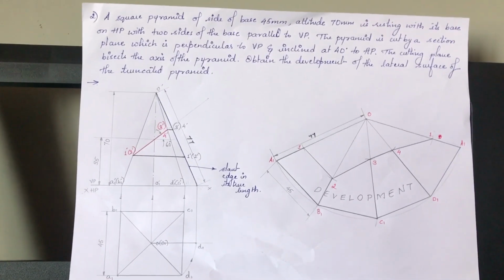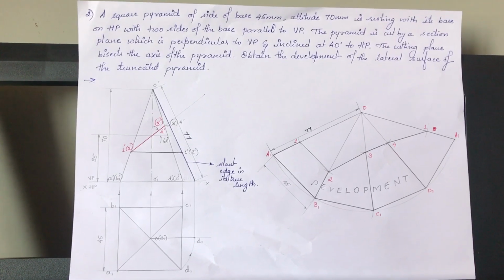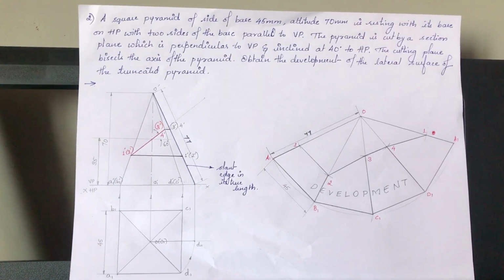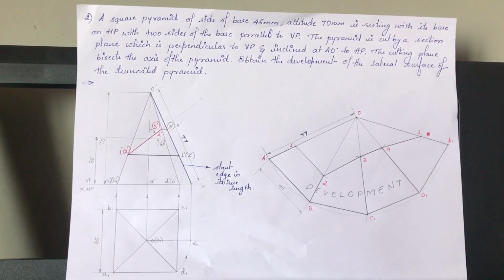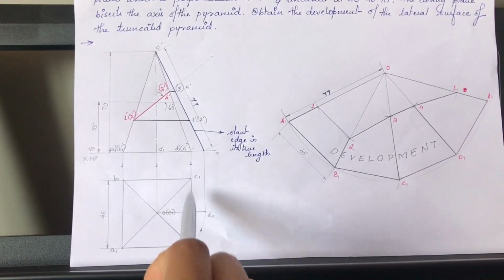So to start with, it is said that there is a square pyramid of sides 45 mm, altitude 70 mm, and it is resting on its base on HP with two sides of the base parallel to VP. So this is how it should be rested. It is resting on its edge position.